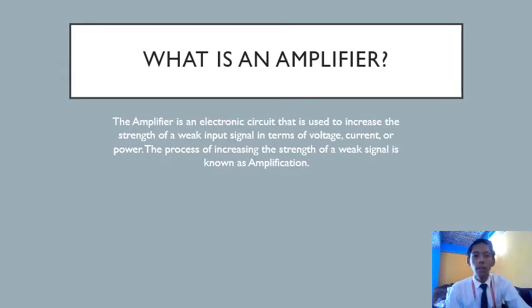What is an amplifier? Firstly, I would like to explain what an amplifier is. An amplifier is an electronic circuit that is used to increase the strength of a weak input signal in terms of voltage, current, or power. The process of increasing the strength of a weak signal is known as amplification.